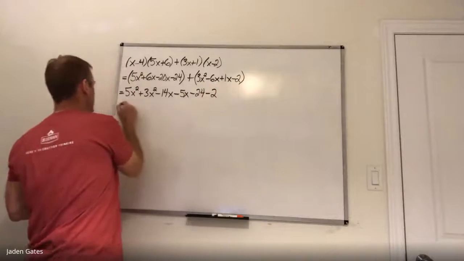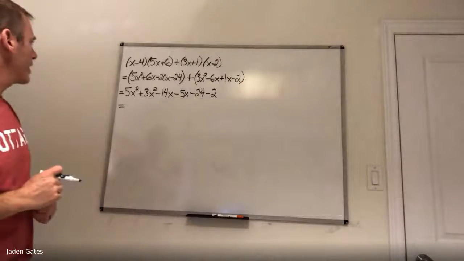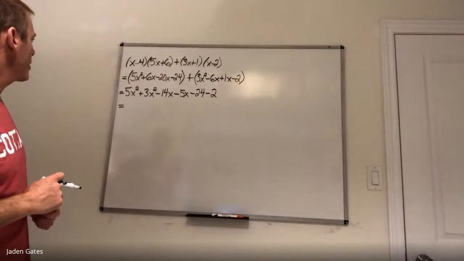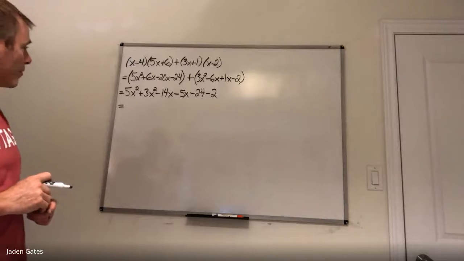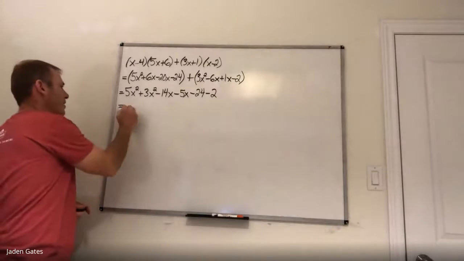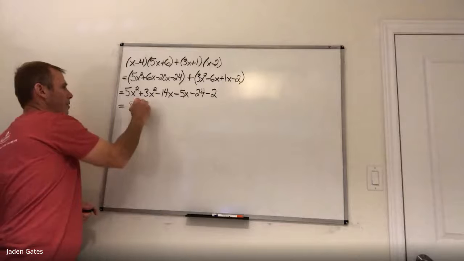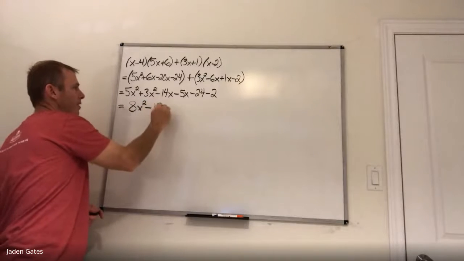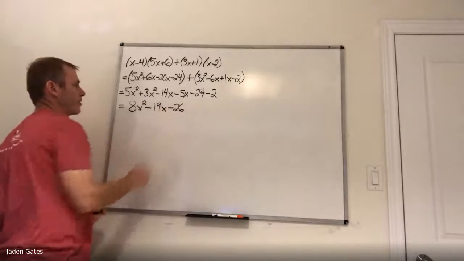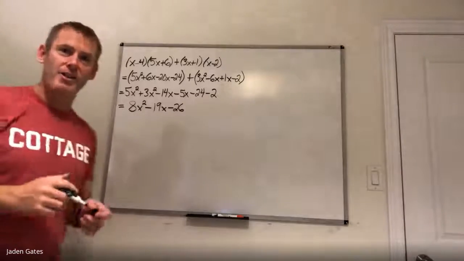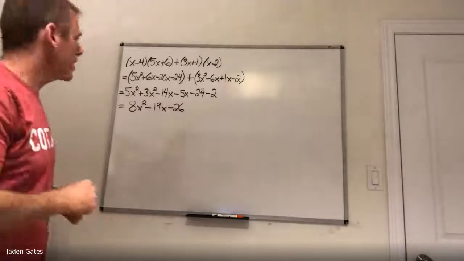There we go. Not done yet. Again, I've got to collect like terms. And that means putting my variables together that have the same variable and same exponent. So I'm going to have an 8x squared minus 19x minus 26. And then finally, that's it for me. I'm done there.